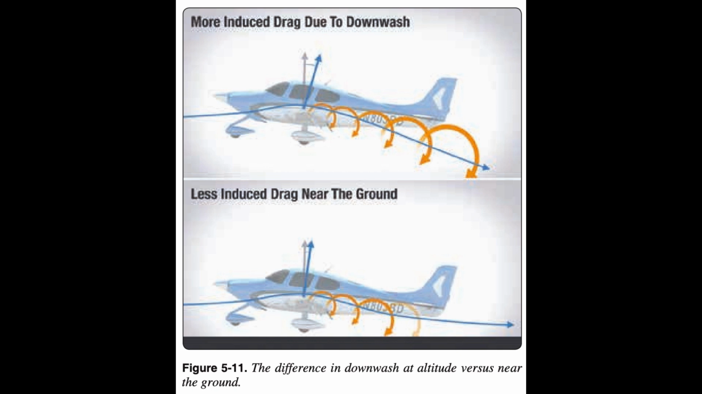Downwash points the relative wind downward, so the more downwash you have, the more your relative wind points downward. That's important for one very good reason: lift is always perpendicular to the relative wind. In Figure 5.11, you can see that when you have less downwash, your lift vector is more vertical, opposing gravity. And when you have more downwash, your lift vector points back more, causing induced drag. On top of that, it takes energy for your wings to create downwash and vortices, and that energy creates drag.